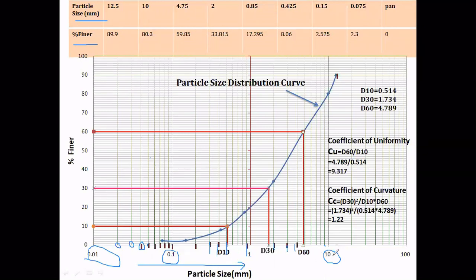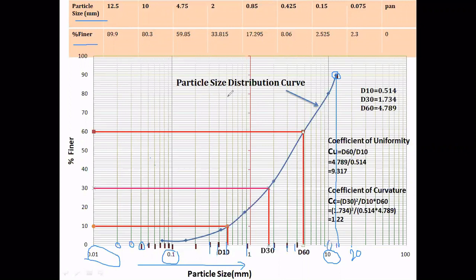So 12.5 comes after 10 but prior to 20. Remember, this is 20. Okay. So this is 10, this is 11, 12. So for 12.5, the percentage finer is 89.9. So 90 we can take as a round up. So 12.5, it comes out as 89.9.